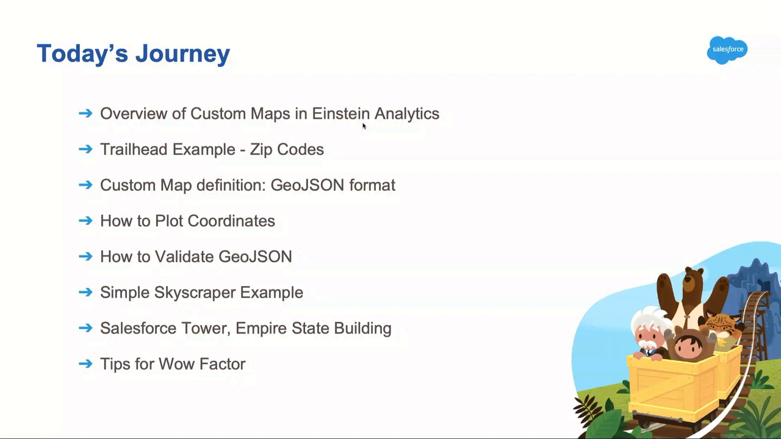So I'm going to give a quick overview of Einstein Analytics. How many of you are already using Einstein Analytics today? Most of you, okay. So we maybe don't need to spend a whole lot of time on that. I'll give a quick example using the Trailhead example of zip codes to show the custom map on a geographical map. And then we'll go through the GeoJSON format, how to plot coordinates, create your own GeoJSON file, validate it, and I'll show you how to create a simple skyscraper. And then we'll go through a couple cool examples, Salesforce Tower, Empire State Building.